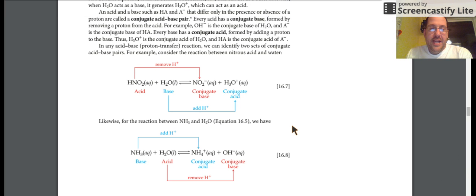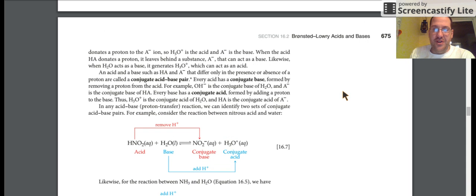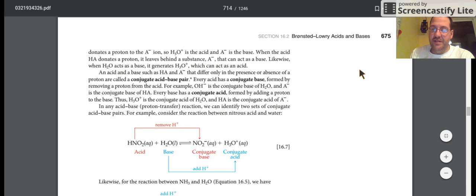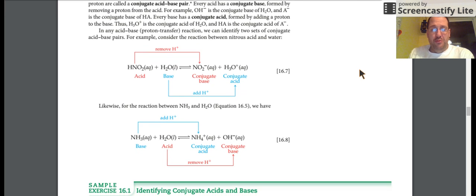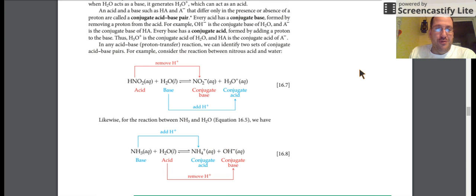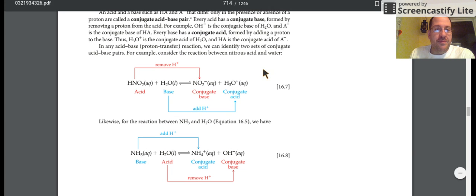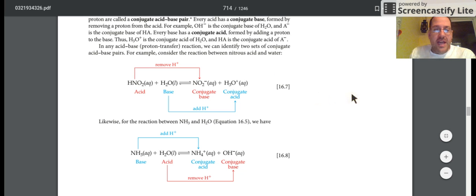Hey everybody, I just wanted to take a minute to explain to you what conjugate acid-base pairs were. This is in your book on page 675, and you can open up and read along. You guys are going to read it, but at least you know what it is.